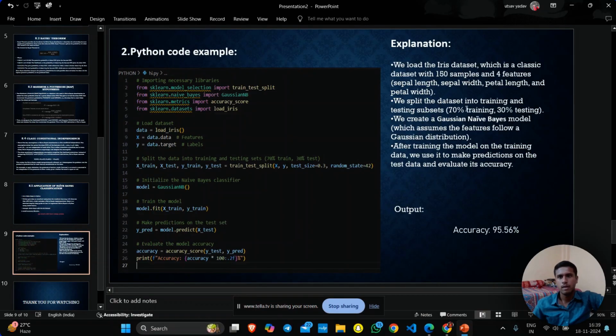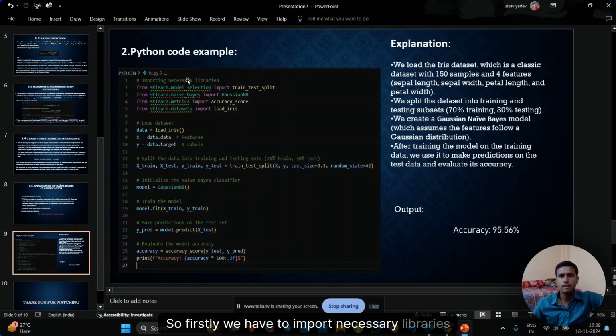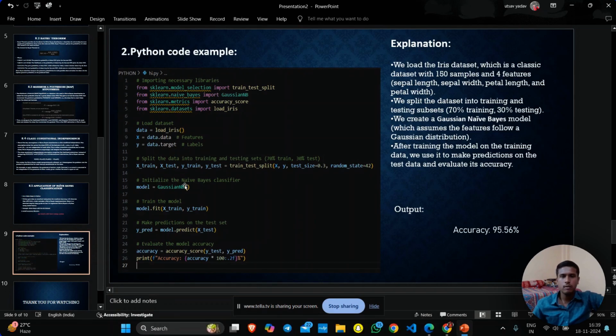So firstly, we have to import necessary libraries in our Python code. Then data is equal to load_iris, X is assigned to data.data, y is assigned to data.target. And by running this code, we get output accuracy is 95.556%.